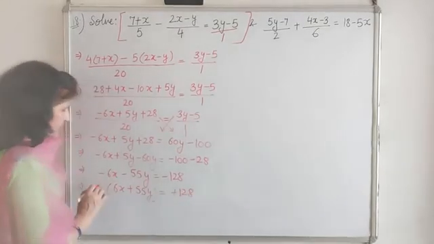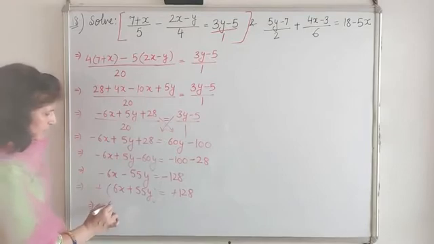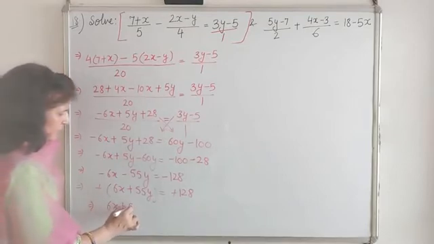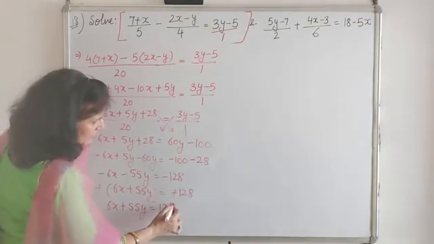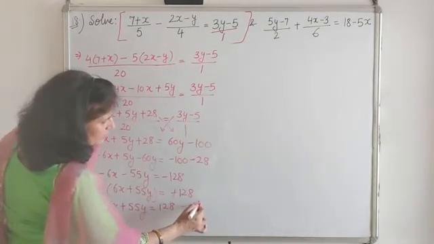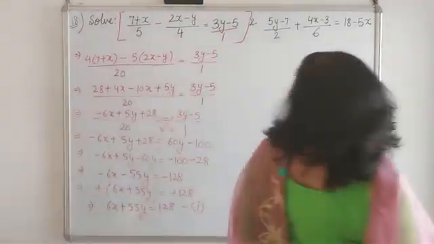This minus is cancelled. So what is the equation? 6x plus 55y is equal to 128. Equation 1. Okay. Now we will solve second equation.